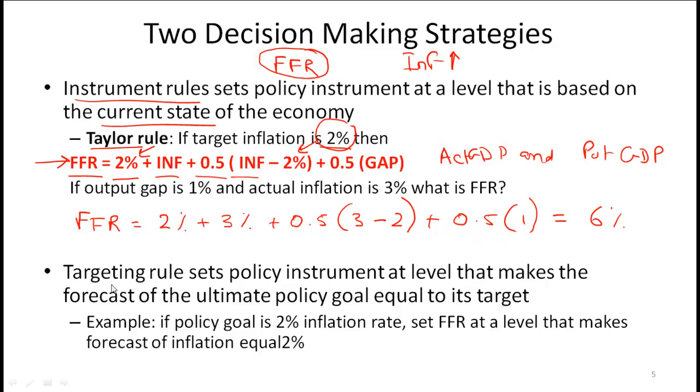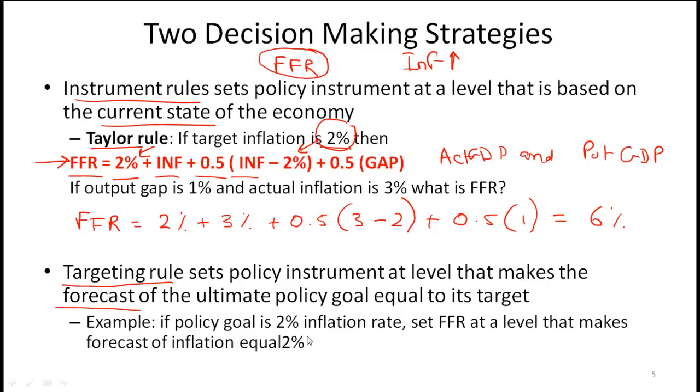Another category of rules are called targeting rules, and a targeting rule sets the policy instrument at a level that makes the forecast of the ultimate policy goal equal to its target. So the core point with targeting rules is that it focuses on forecast numbers and it wants to make the forecast of the ultimate policy goal equal to its target. So let's look at an example.